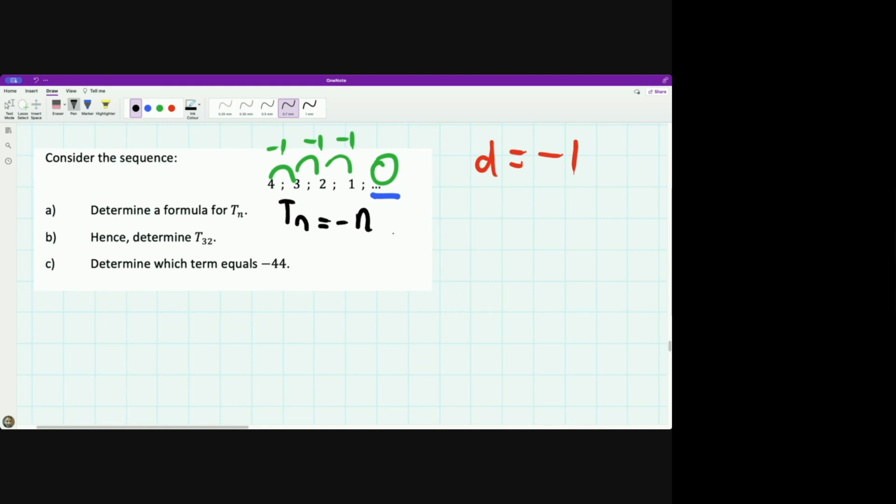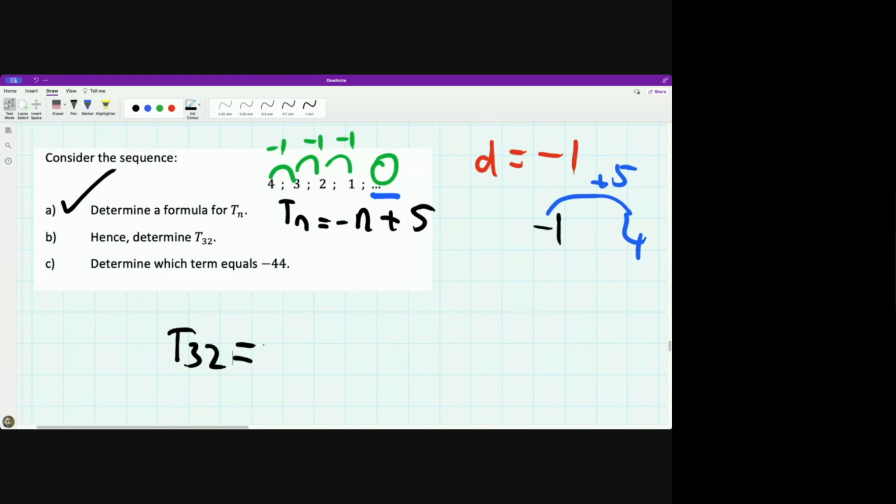Like, this is going to be -n, but it's a bit tricky to know what number comes with this. Because at the moment I'm stuck at -1 and I need to get to 4. So what is the journey? Okay, well, I can go +5. So this must be +5. So that's A. What is T32 going to be?